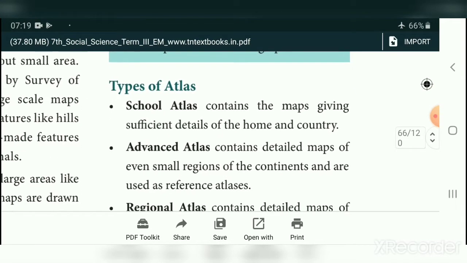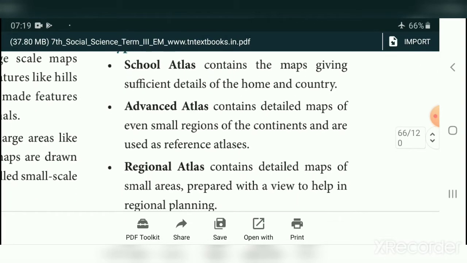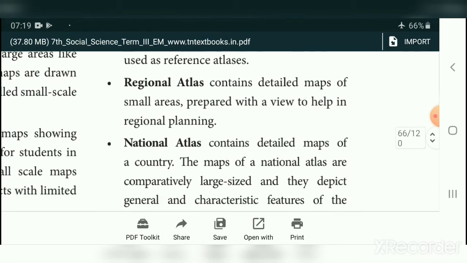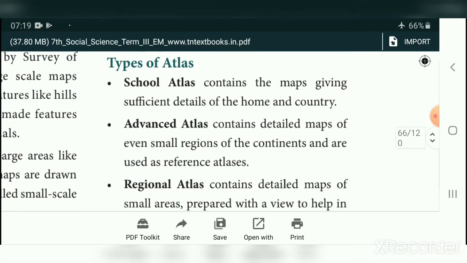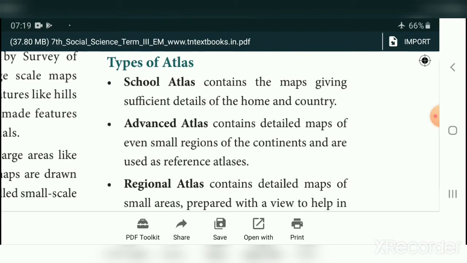Now we will see the types of atlas. It will come for 2 mark questions. School atlas, advanced atlas, regional atlas, national atlas. These are the 4 types of atlas. School atlas, we know that one. Everybody is having that atlas book. It contains maps giving sufficient details of the home and country.